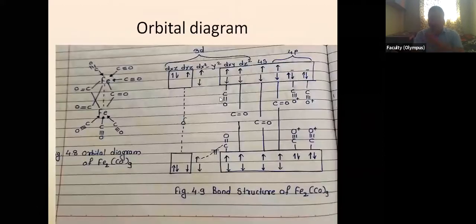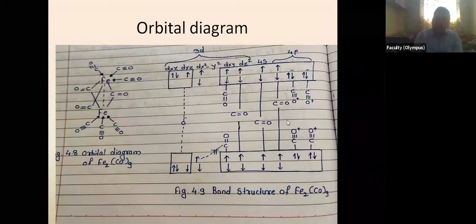Out of these 6 terminal carbonyls in this molecule, 4 terminal carbonyls are of one type, C triple bond O, and 2 terminal carbonyls are of a different type, C double bond O. These are bonded to the metal by a double bond and a simple covalent bond. And these 4 terminal carbonyls are bonded to the metal by coordinate bond. Now these 3 carbonyls are bridging carbonyls.